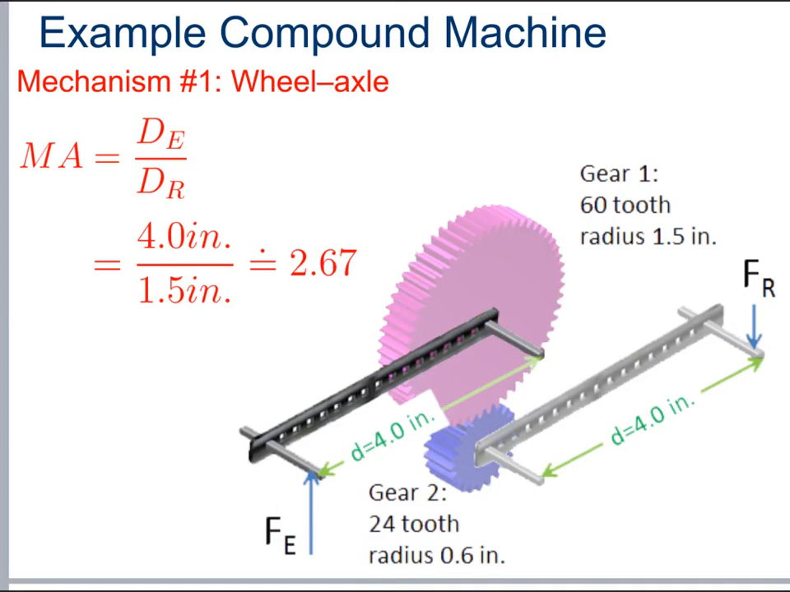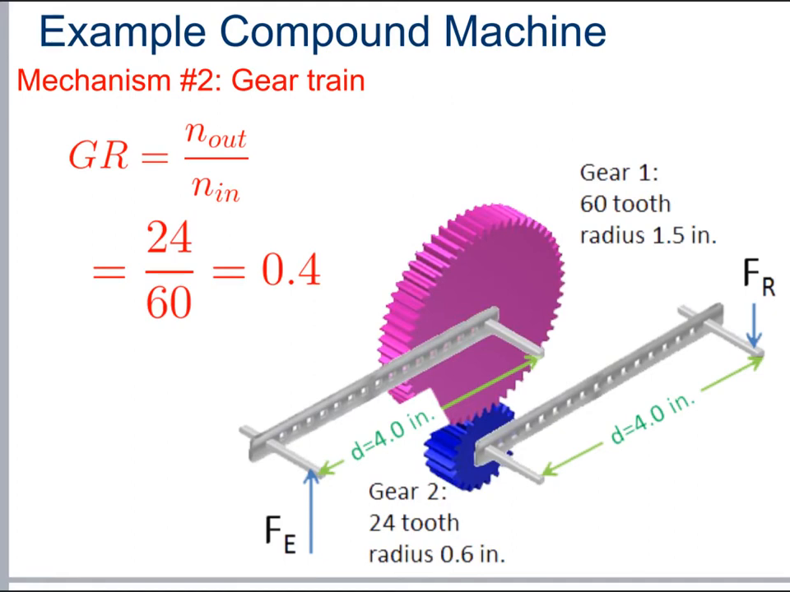This wheel and axle system has a mechanical advantage of 2.67 and was found by taking the distance of my effort, 4 inches, and dividing it by the distance of my resistance, 1.5 inches. Since the black bar and the purple gear turn at the same angular speed, no gear ratio was contributed by this component. Therefore, the gear ratio is 1.